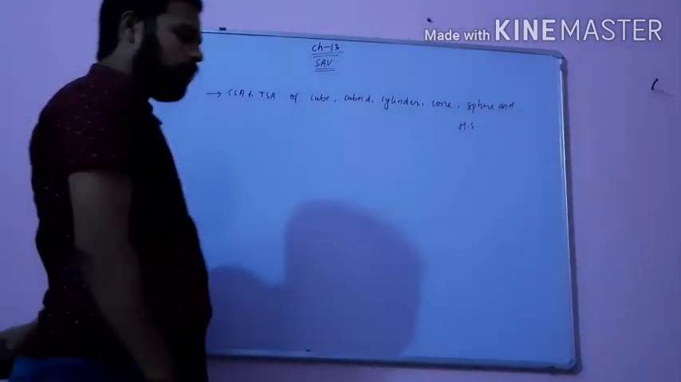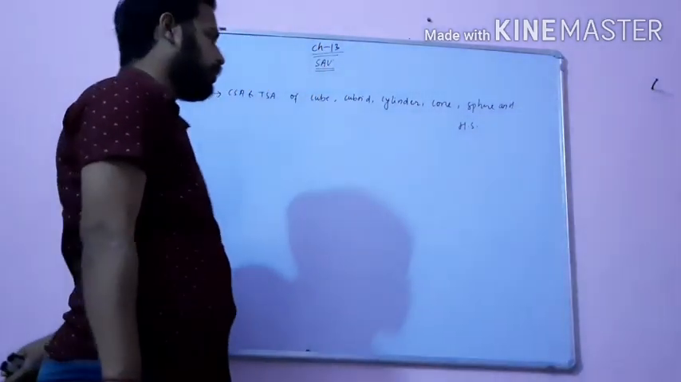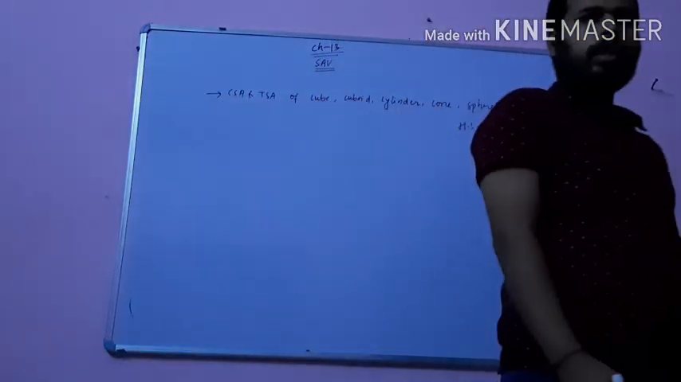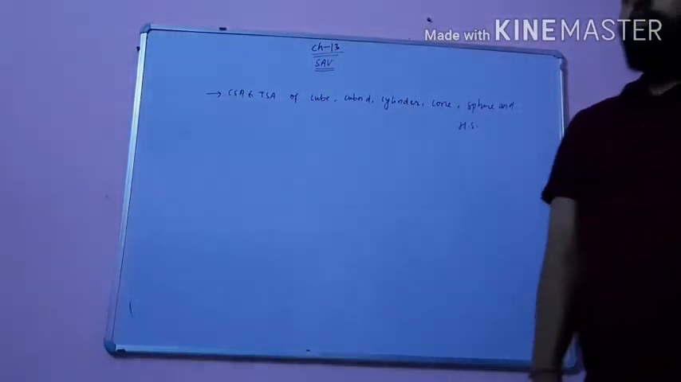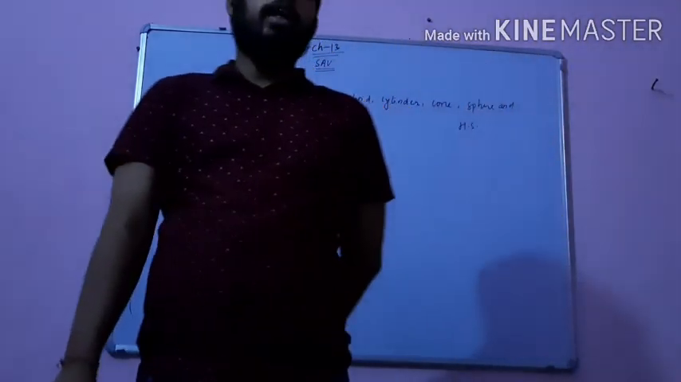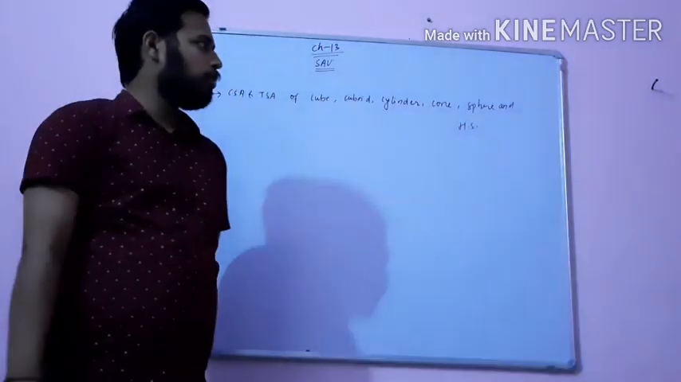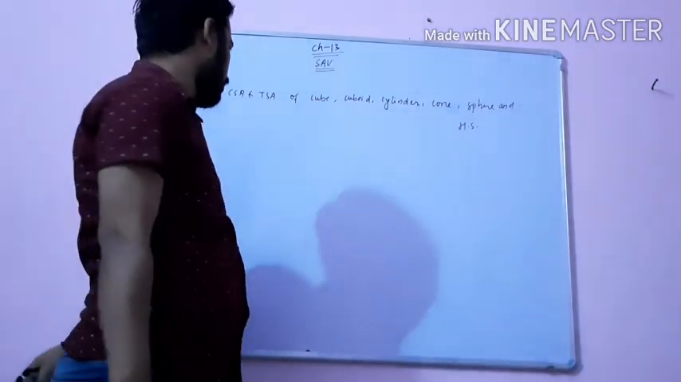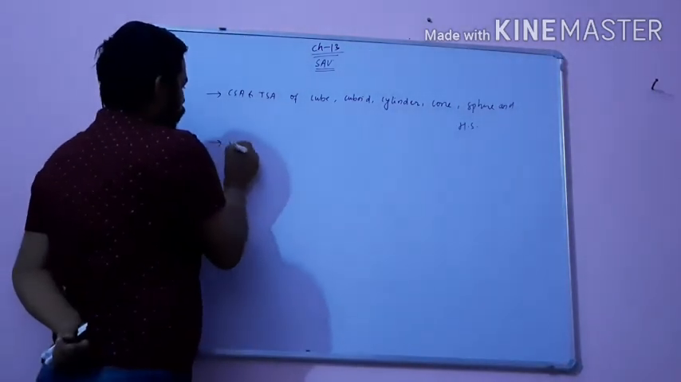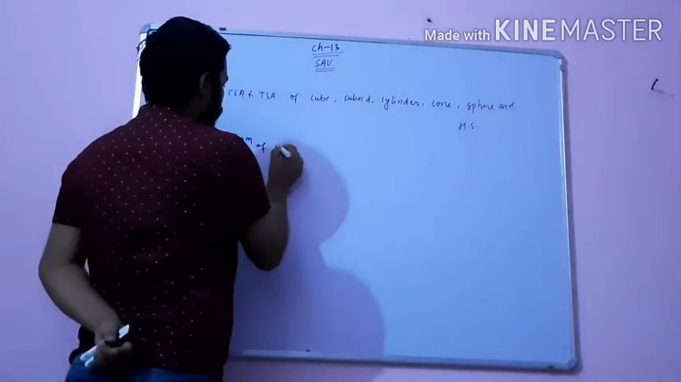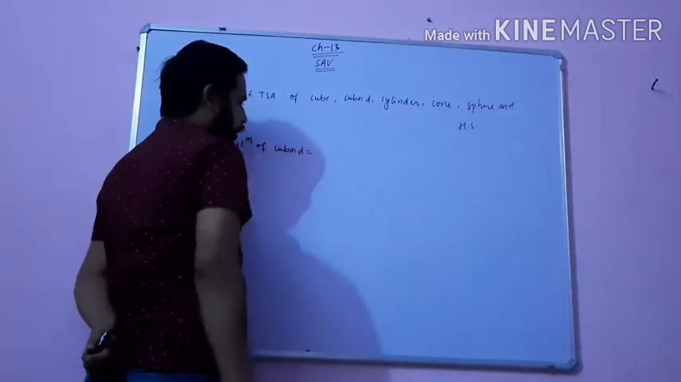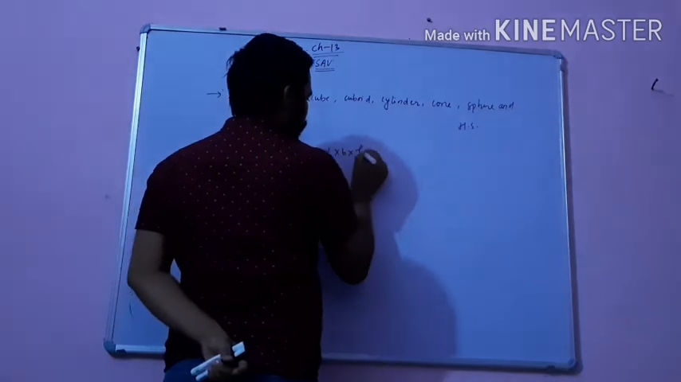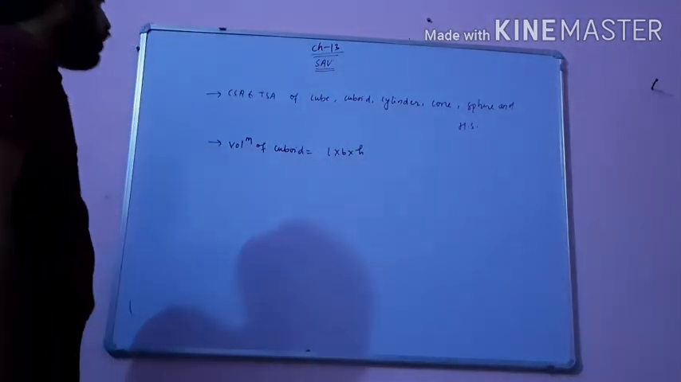So today we are going to discuss volume related to cube and cuboid. You know, in a cuboid all dimensions are different. Means if any side lengths are different, then it is a cuboid. In a cube all side lengths are equal. So the volume of a cuboid is given by L into B into H, length into breadth into height.